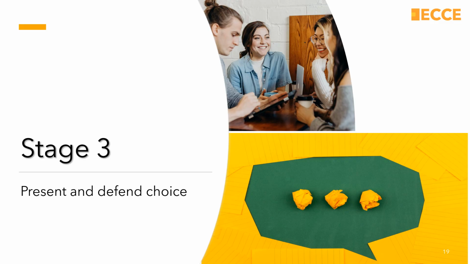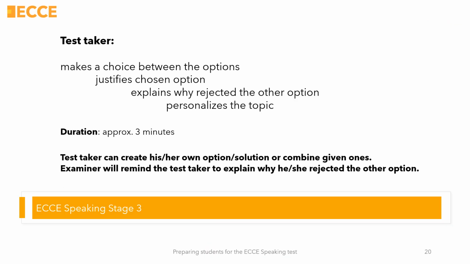Now let's take a look at stage 3 of the ECCE Speaking Test. In this part of the test, the candidate chooses between the options available, justifies their choice based on the information given by the examiner in stage 2, but can also give other reasons, and explains why they rejected the other option. Please note that the ECCE is not a background knowledge test, but an English language test, and that candidates are given all the information they need in stage 2 to formulate a full answer.